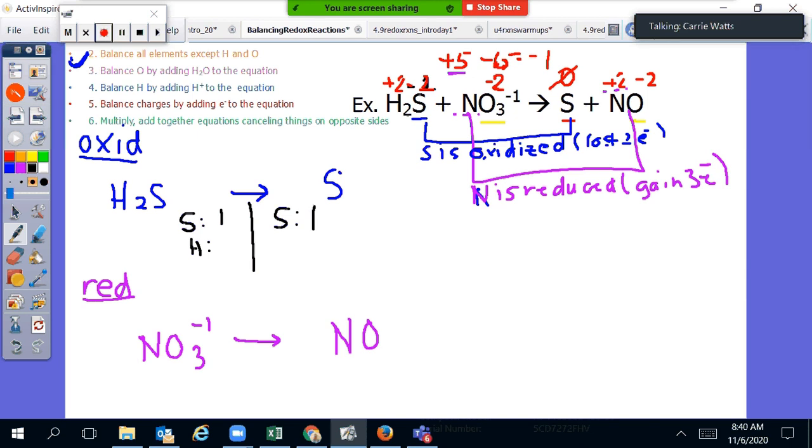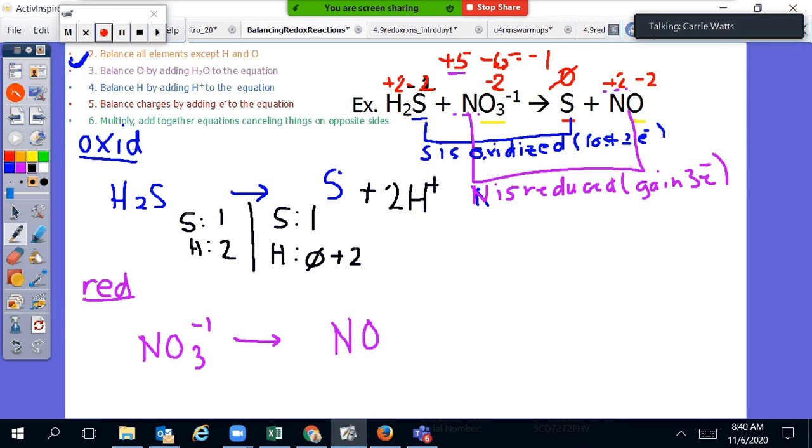Now, I have 2 H's on the left, and I got a big old 0 on the right. What we're using to balance H is step 4. We don't have O, so we can skip step 3, balance O. We don't care. So step 4, we're going to balance H by adding H plus to the equation. So I'm going to add 2H plus to the right. And now I have 2H.